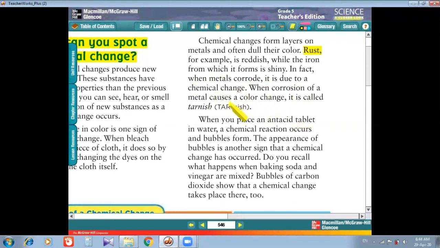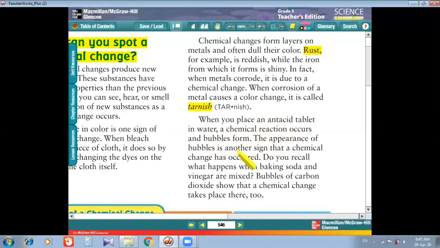When corrosion of a metal causes a color change, it is called tarnish. Due to corrosion, the color of the metal is changed. We say this is tarnish. When you place an antacid tablet in water, a chemical reaction occurs and bubbles form.